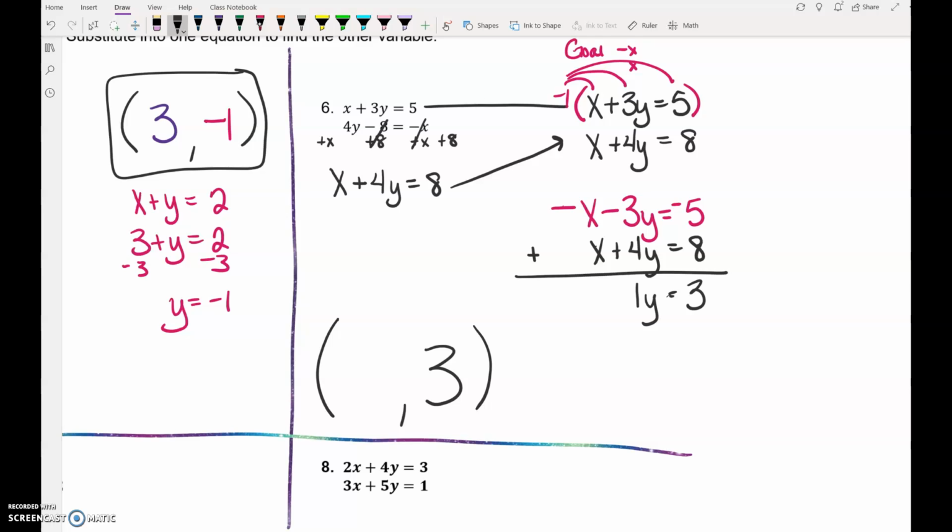You've got some options for x. I would choose the equation that looks the easiest, the smallest numbers, no negatives if possible. I'm going to choose the original top equation to plug my y into. So I have x plus 3 times 3 equals 5.